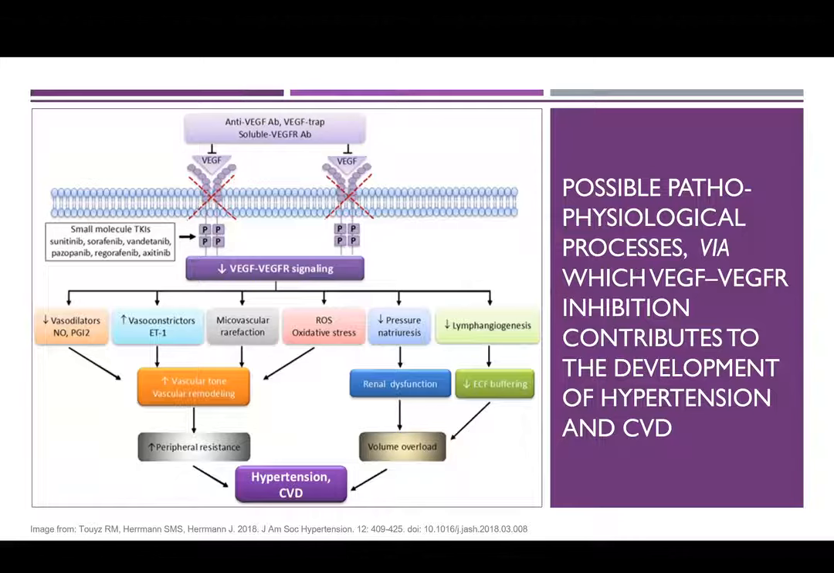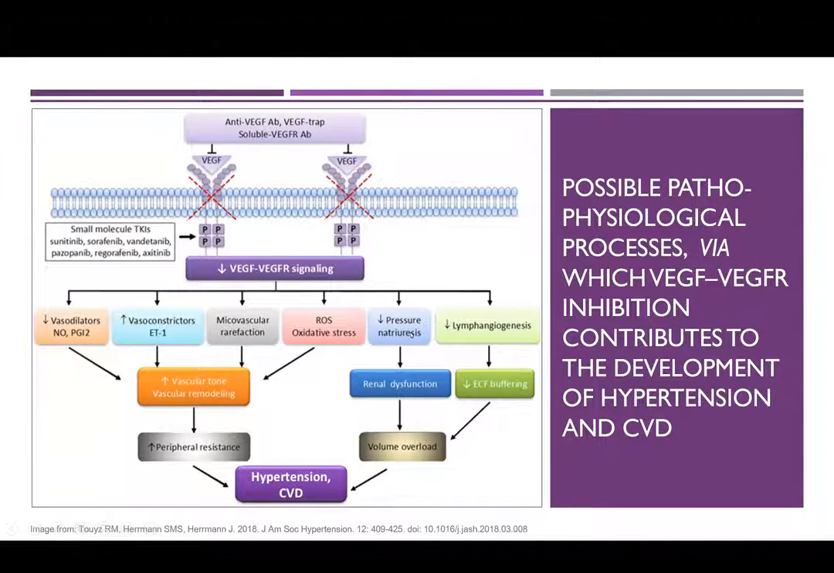And so just to expand on that a little bit, there are a number of processes that contribute to the development of hypertension and cardiovascular disease. And this slide, which I've borrowed from the publication shown below, I think really highlights some of these issues quite nicely. So with a reduction of VEGF receptor signaling, I've mentioned before some of the issues related to decreasing local vasodilator concentrations, issues relating to rarefaction, and then there are also issues relating to the kidney.